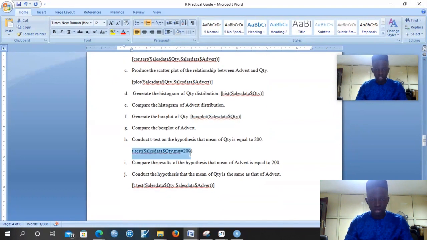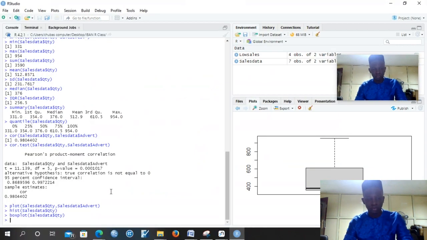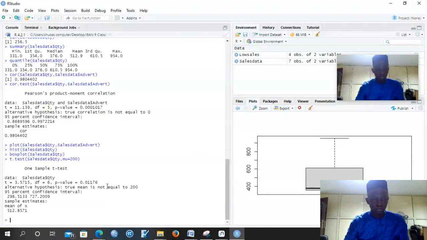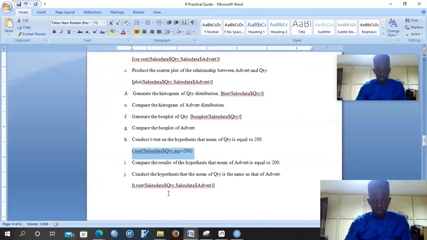Then we can do a t-test to compare whether the mean of the quantity is significantly different from 200. So with this, the p-value, which is 0.01, is less than 0.05, which means significant at 5%. This test is significant, and it means the alternate hypothesis that the mean is not equal to 200 is what we go with. So the mean is far from 200. That's what this is saying. Then you can do the same thing for advert.